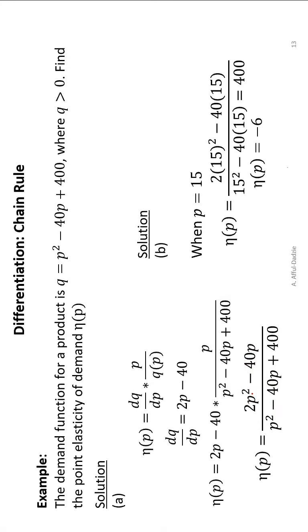So at any price, once we substitute that price into this expression, it should tell us what the point elasticity of demand will be. Supposing the B part of the question says, if P equals 15, what will be the point elasticity of demand? When P is 15, point elasticity of demand is minus 6. You can try P as 30 or 40 or something else, and it will also tell you what the elasticity of demand will be.